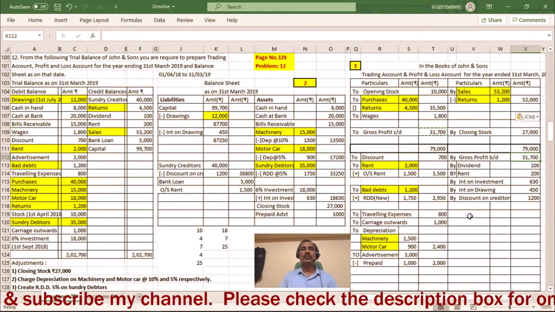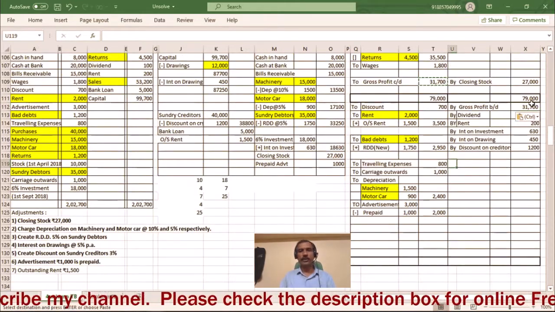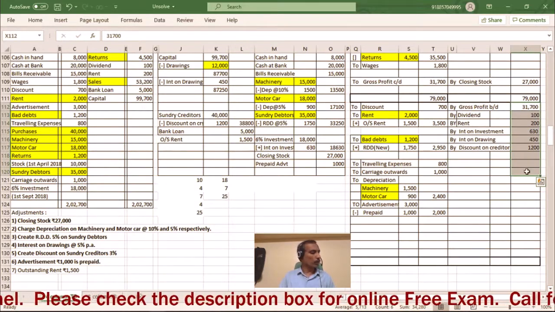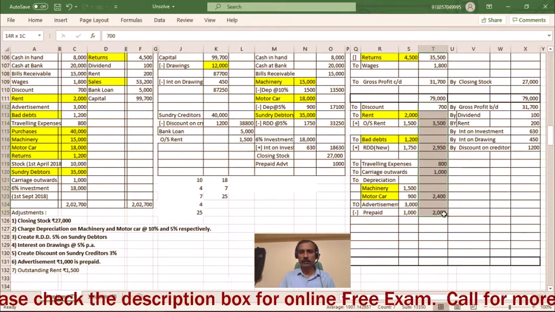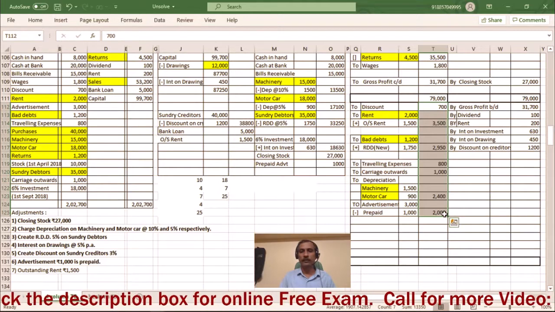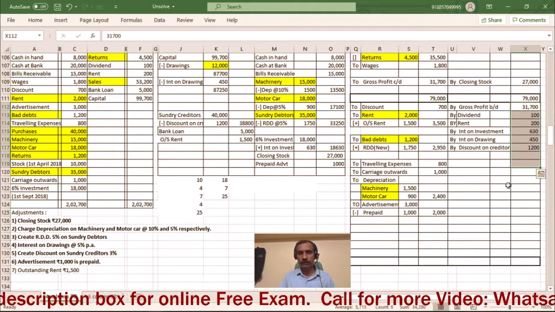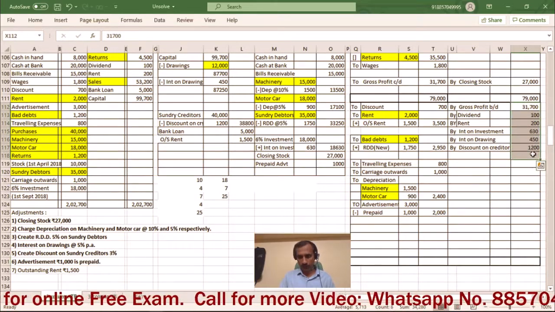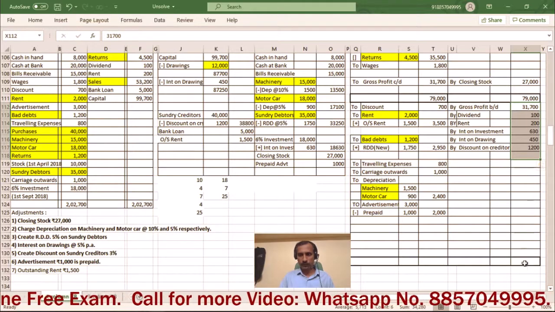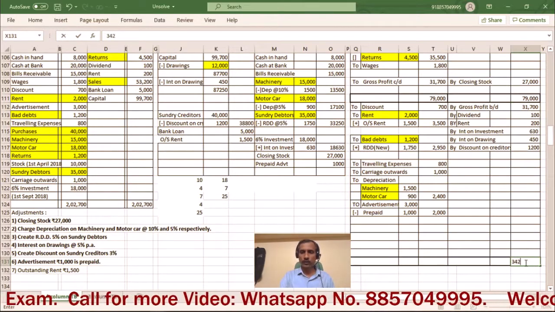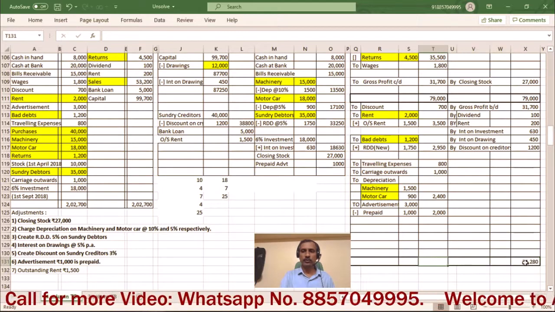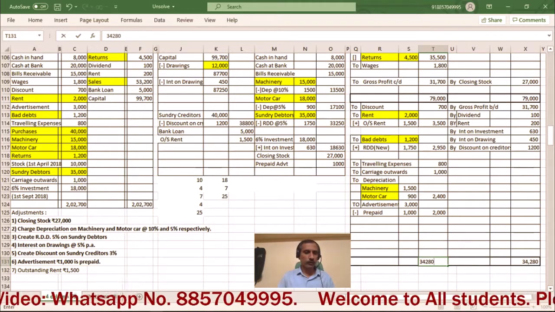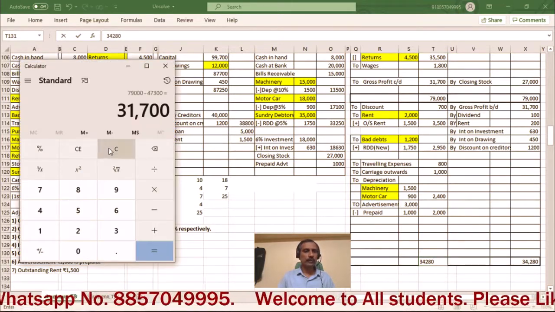Now we have to close this profit and loss account. Here again we have to see which side is more. This side total will be 34,280. Now this side total will be 13,350. This amount is greater than that one, which means the credit balance is more. So the total is 34,280. Show the same balance on the debit side, 34,280.